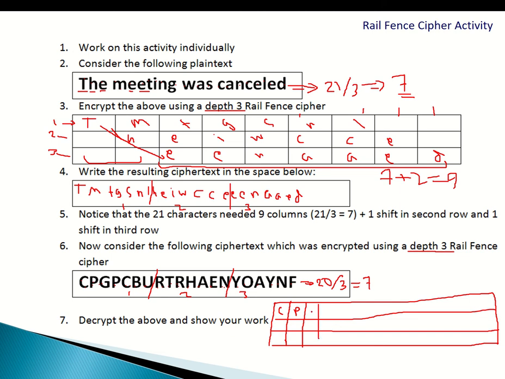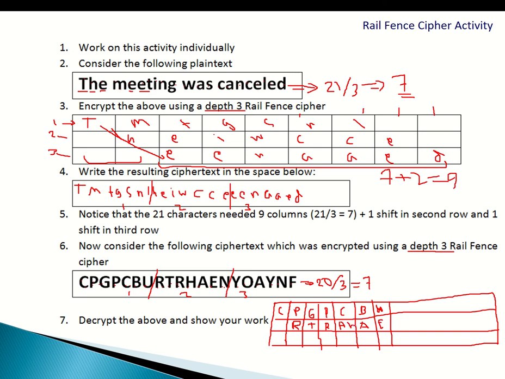C, P, G, and then we have P, C, and then B, and then U. Okay, this is the first row. For the second row, we'll leave 1 space, so we say R and T. Okay, R, H, and we have A, and E.